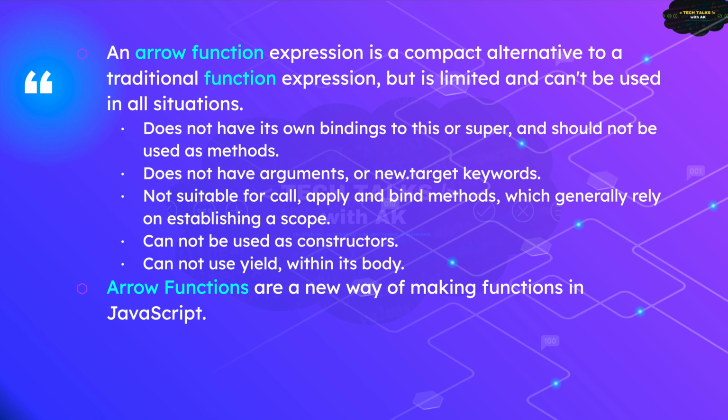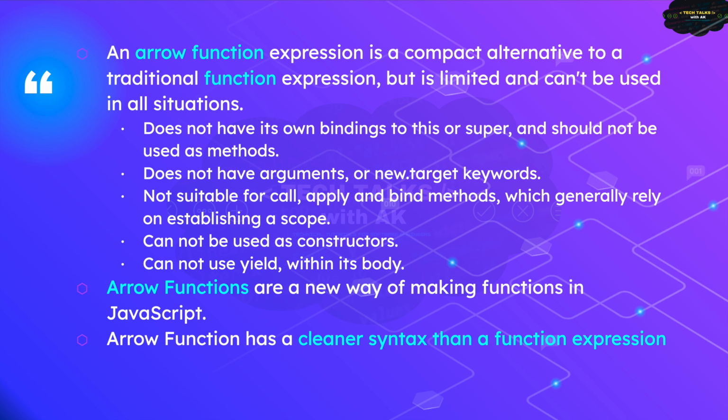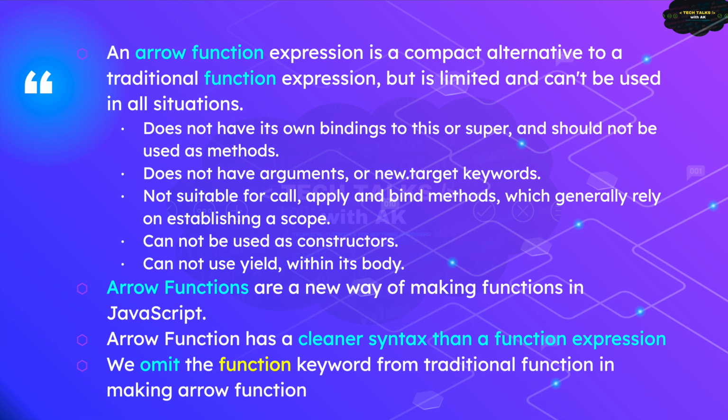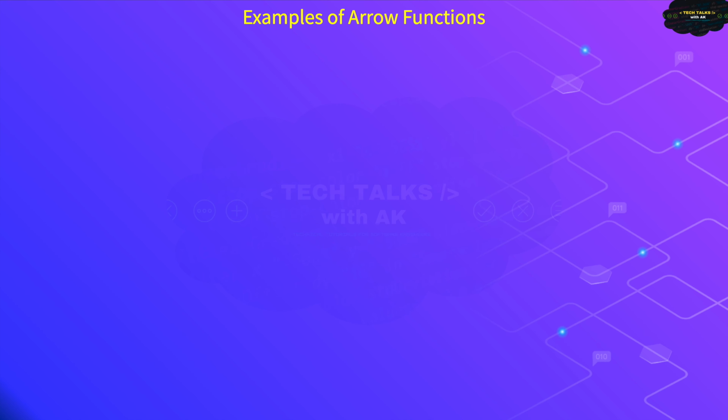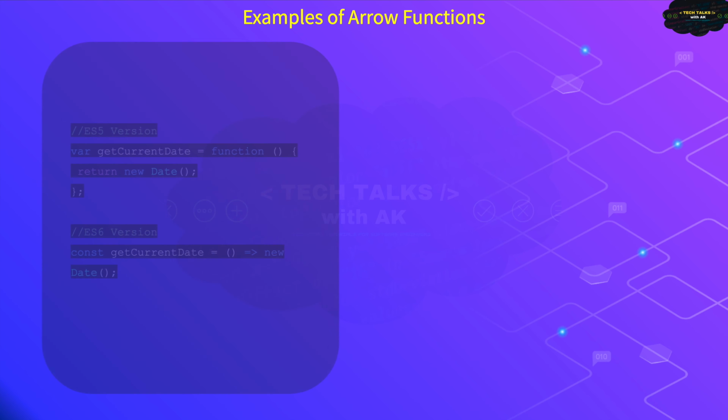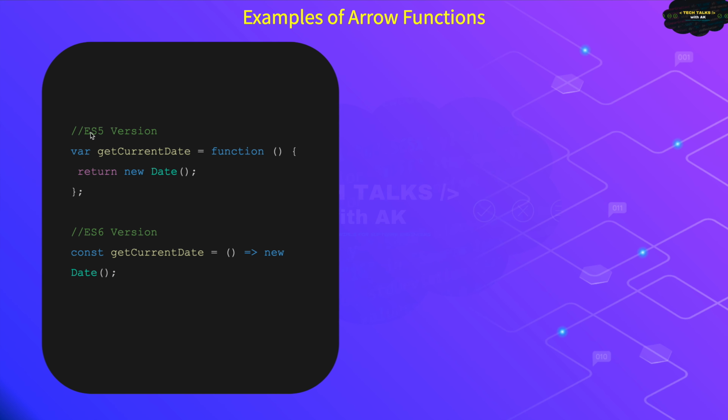Arrow functions are a new way of making functions in JavaScript. Arrow functions have a cleaner syntax than a function expression. We omit the function keyword from the traditional function in order to make an arrow function. Let's now look at some examples of arrow functions. Before arrow functions, in the traditional way of writing functions, we used to define var getCurrentDate is equal to function, and return new Date.